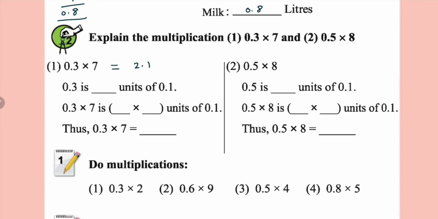If you don't understand or don't like this method, you can obviously go with the other method. 0.3 is 3 units of 0.1. So 0.3 into 7 is 3 into 7 units of 0.1. 3 into 7 is 21. 21 into 0.1 is 2.1. The simpler method for the next one: 8 into 5 is 40, 1 digit after the decimal point, so 4.0 is nothing but 4. Or otherwise this is 5 units of 0.1, 5 into 80 units of 0.1. That is 40 into 0.1, nothing but 4.0 or 4.